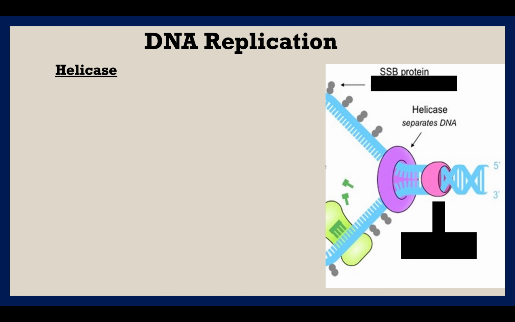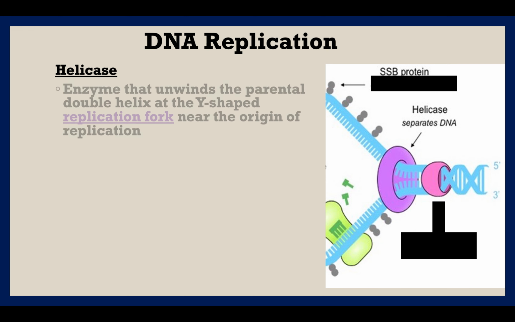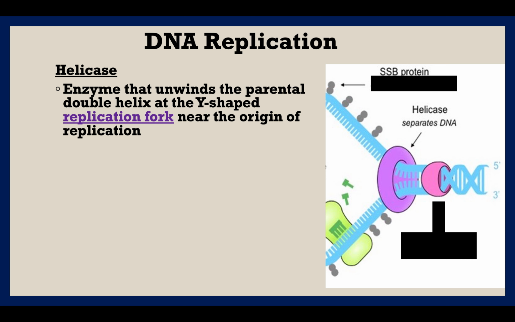So the first enzyme that we are going to discuss is going to be helicase. This is the enzyme that unwinds the parental double helix at the Y-shaped replication fork near the origin of replication. It breaks the hydrogen bonds between the bases. Remember that these two strands are being held together only by hydrogen bonds between the nitrogenous bases, right? The hydrogen bonds between C and G and the hydrogen bonds between T and A. Now, helicase comes along and it breaks those hydrogen bonds, and in doing so, the DNA separates.